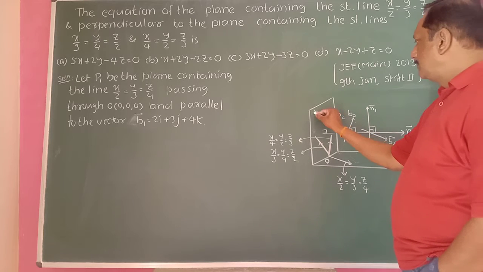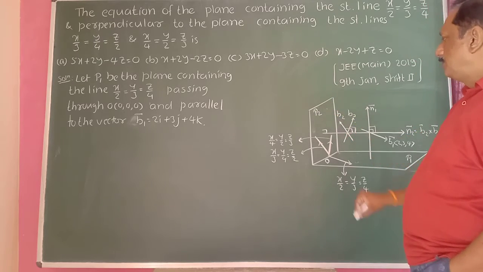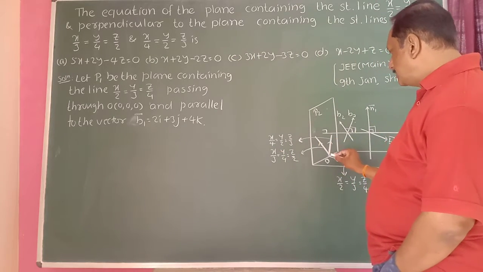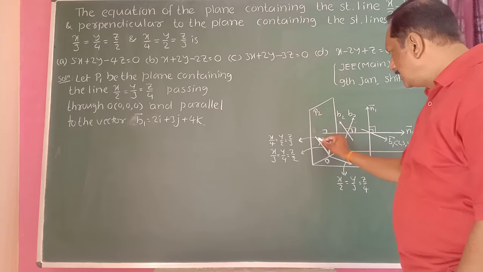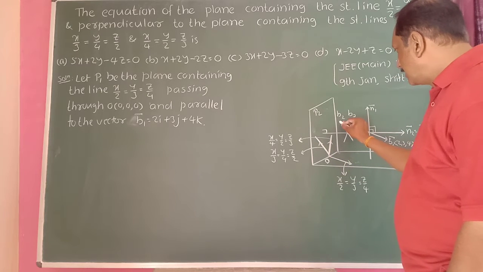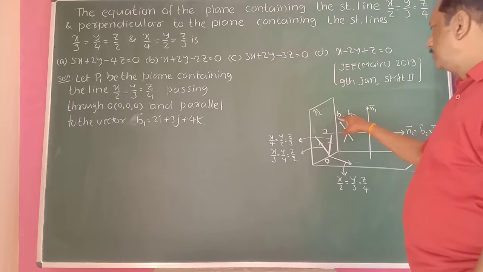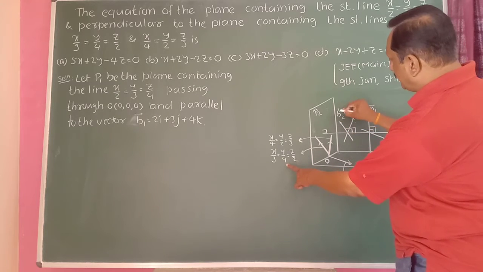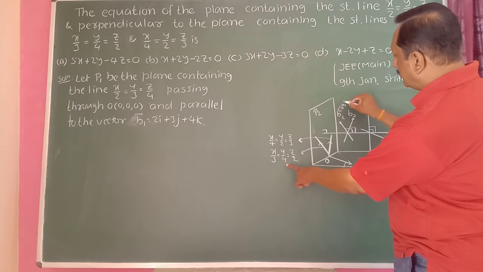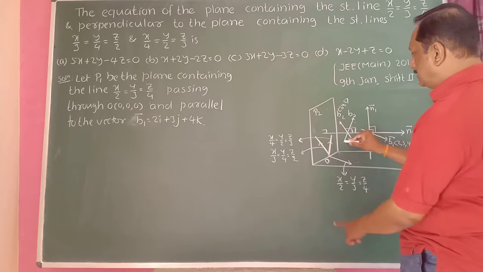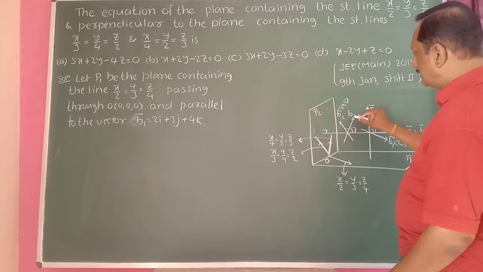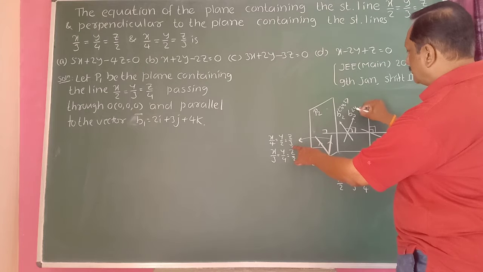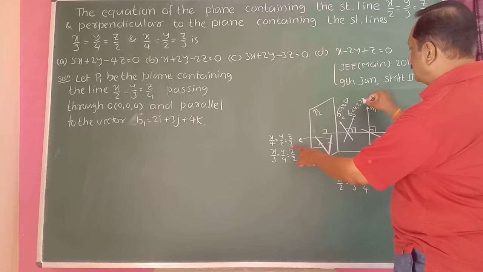Similarly, this is the second plane, P2. P2 contains these two lines, which are already given, and both lines are passing through the origin. This is the line parallel to vector B2. Then the B2 direction ratios are 3, 4, 2. And this is the line parallel to this vector, with direction ratios 4, 2, 3.